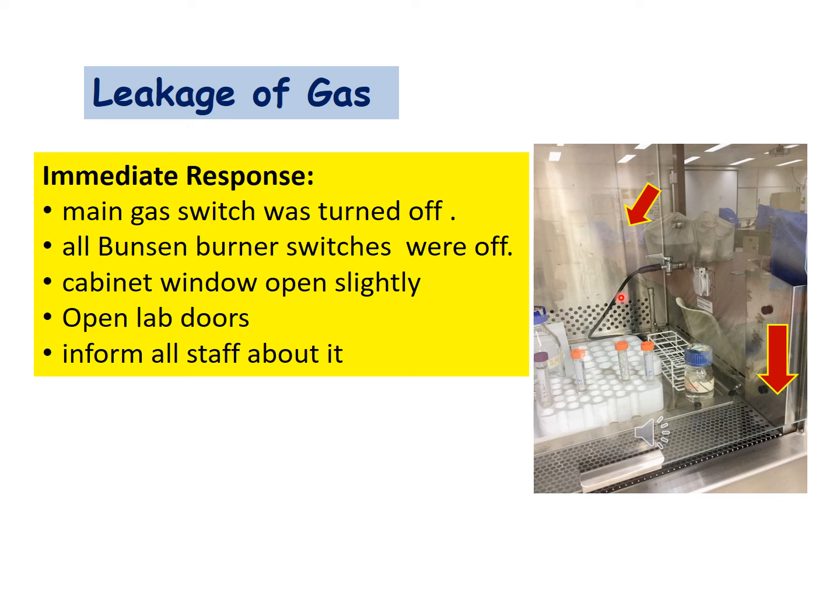And of course, once you open this glass shield, the gas will come out into the lab, and then you should open the lab doors or windows so that the gas can also go outside into the open air. And of course, inform your other colleagues or friends who are working in the lab, so that nobody switches on anything that can produce a flame, which can be dangerous or can catch fire. So this is also very sensitive, the leakage of gas, and this is very common. If no flame is running, there are chances of gas leakage.